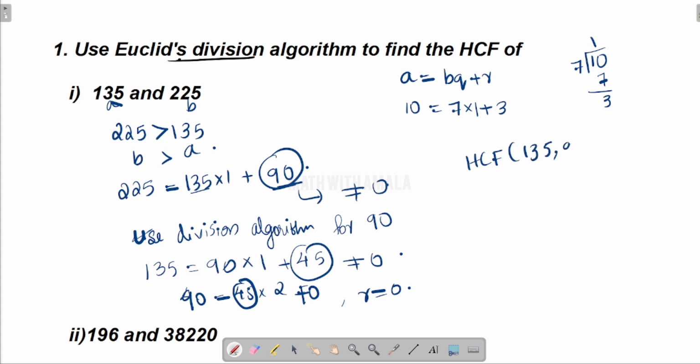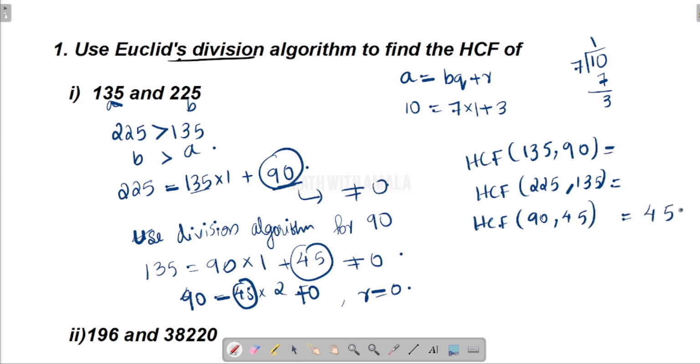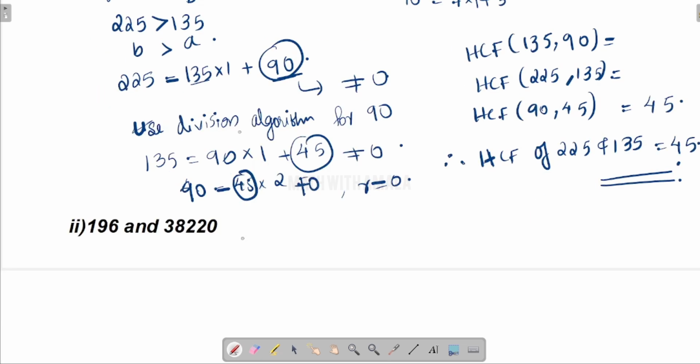Let's write: HCF of 135 and 225 is equal to HCF of 135, 90, which is equal to HCF of 90, 45. We have got that the HCF of 90 and 45 is 45 because in the next step we got the remainder 0. So the highest common factor of 90 and 45 is 45, which is the same for 225 and 135. Hence the HCF of 225 and 135 is 45.